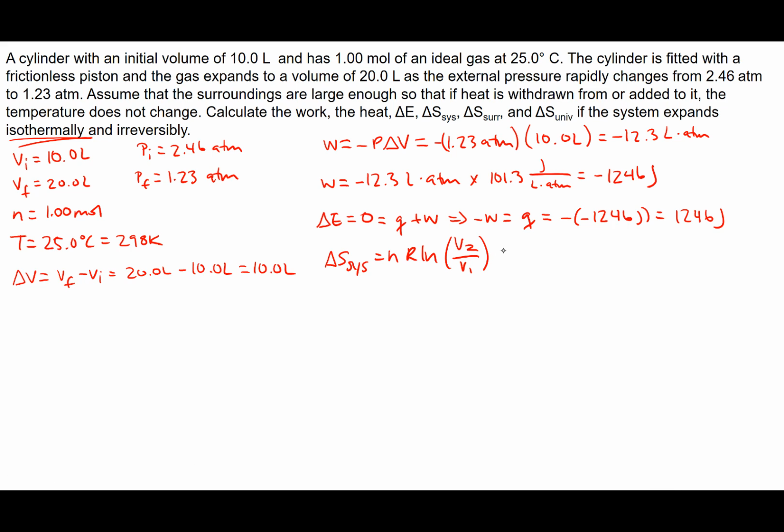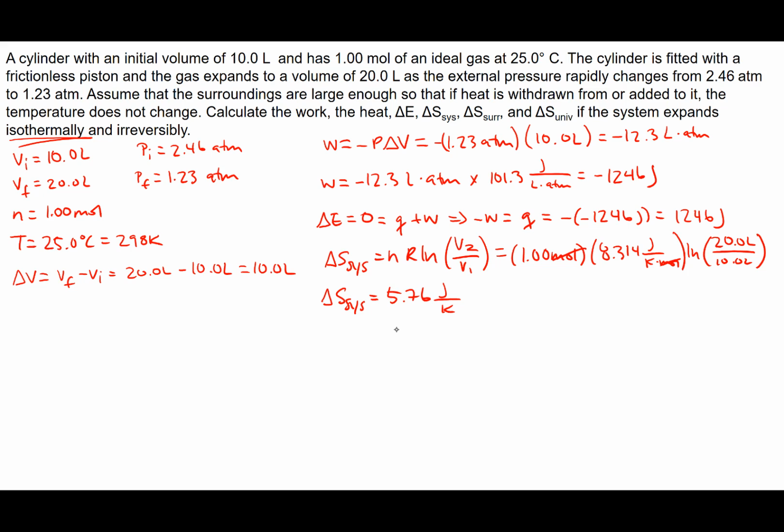So what we have to do is just plug and chug: 1.00 moles times 8.314 joules per Kelvin per mole times the natural log of 20.0 liters over 10.0 liters. And so what we get is that the delta S of the system is going to be equal to 5.76 joules per Kelvin, because the moles cancel out right here. So that's the delta S of the system.